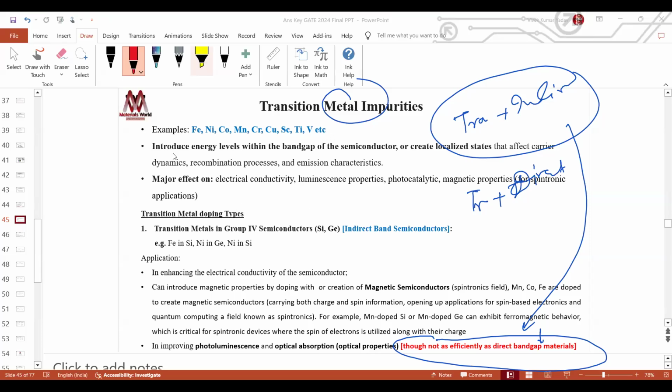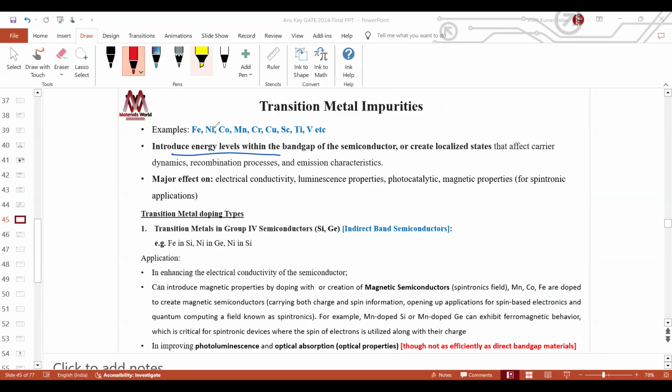Usually when you're doping these transition metals like iron, nickel, cobalt, usually all the d-block elements, you get the energy level within the band gap, and that means you're creating a localized energy state. You are changing the carrier dynamics, recombination process, and emission characteristics.